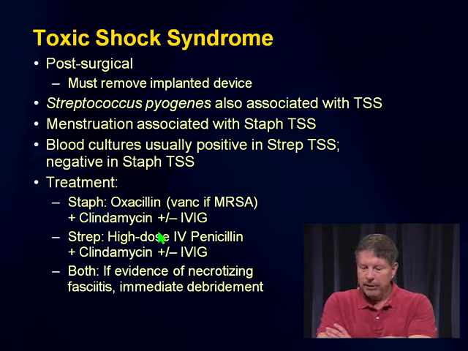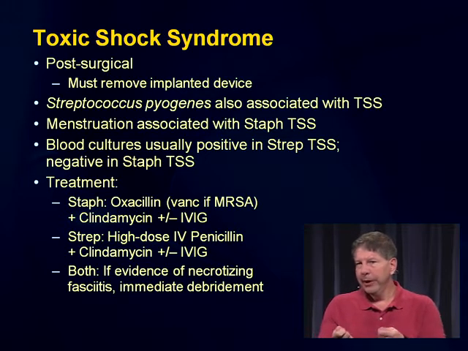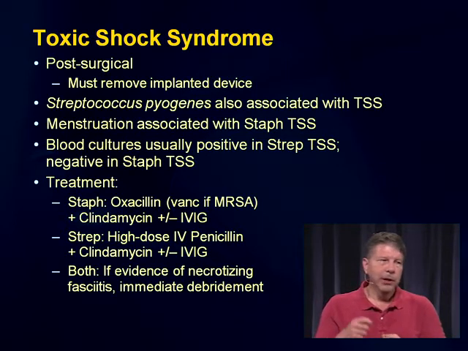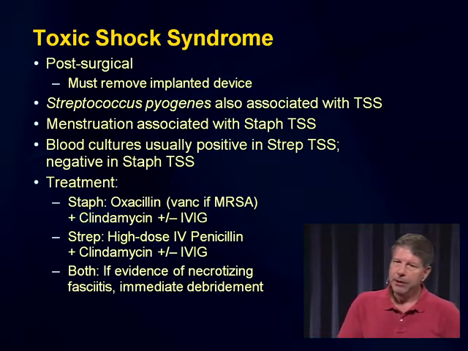Now treatment: if it's staph, you're going to use oxacillin, vanc if you're thinking MRSA, and then you add clindamycin plus or minus IVIG. For strep, it's IV penicillin, again to kill strep, and then the clindamycin. Now the clinda's here for an interesting reason. There are 2 reasons why we're adding the clinda. One is that, particularly with strep, penicillin will kill rapidly dividing strep really easily.